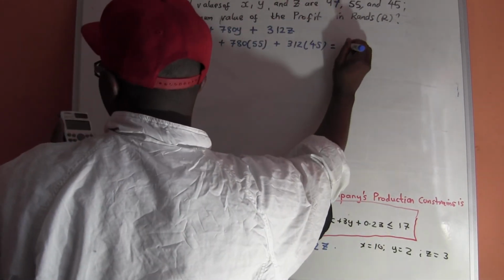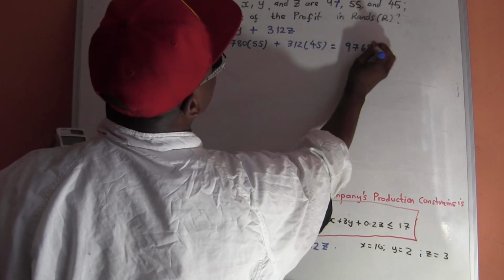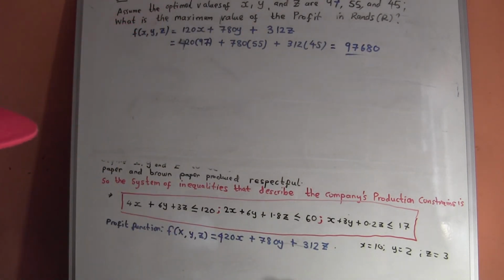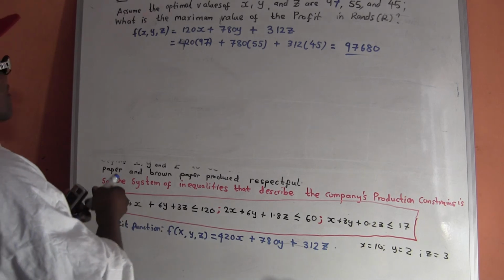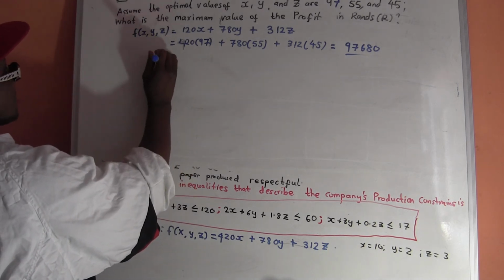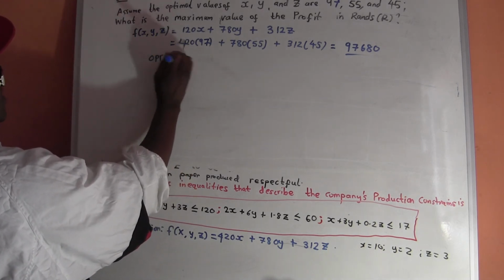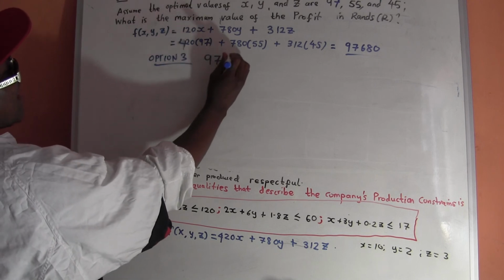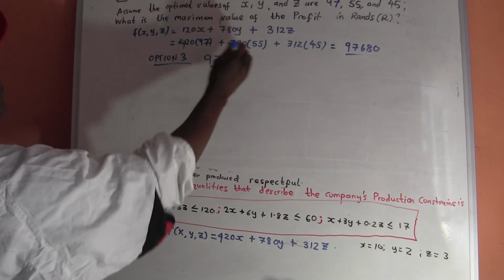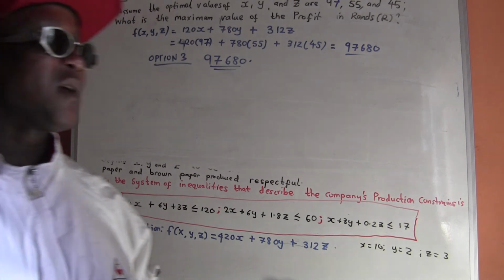So it equals 97680. Option 3 for the people who are doing this exam. Option 3. 97680.